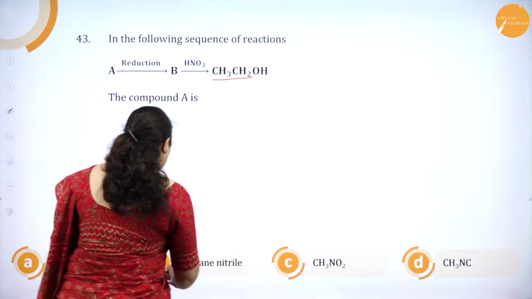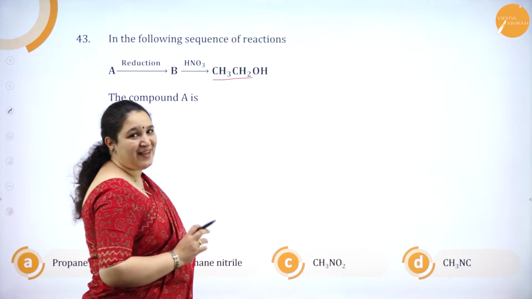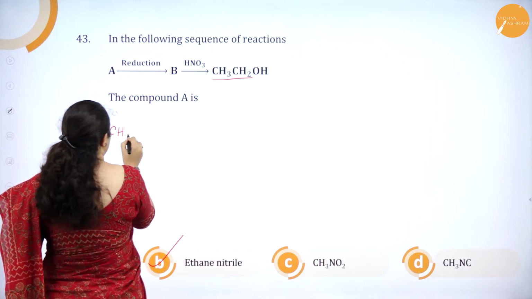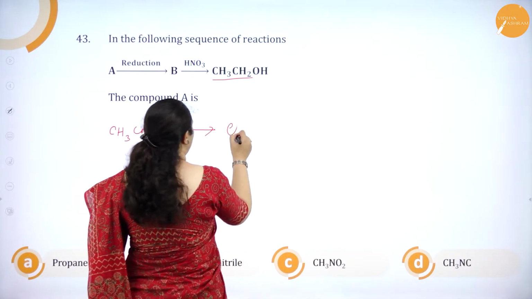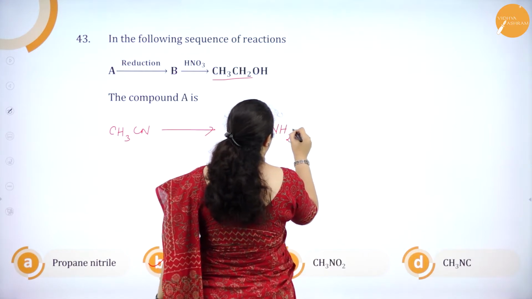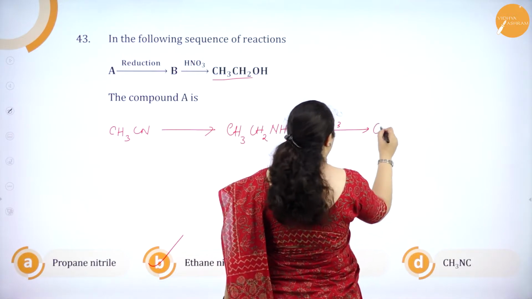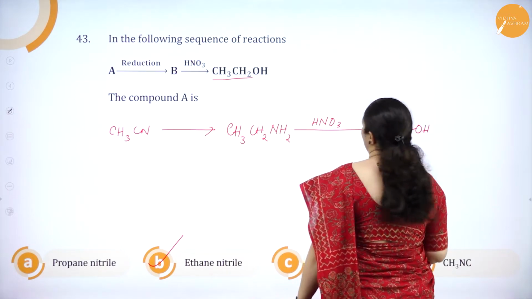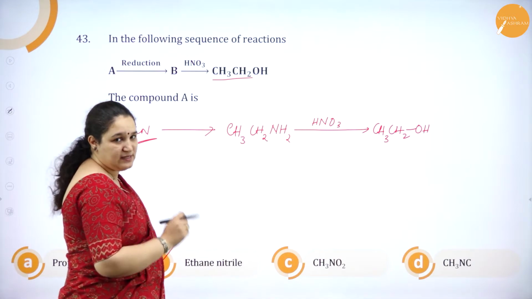So, it has to be ethane nitrile. Without even writing, we can tell it. But then I shall write the reactions for you all. See, A should be ethane nitrile. So, it is CH3CN, which undergoes reduction. It will give CH3CH2NH2, okay, which when it is treated with HNO3, I will get CH3CH2OH. So, something with 2 carbon atoms is the correct answer.